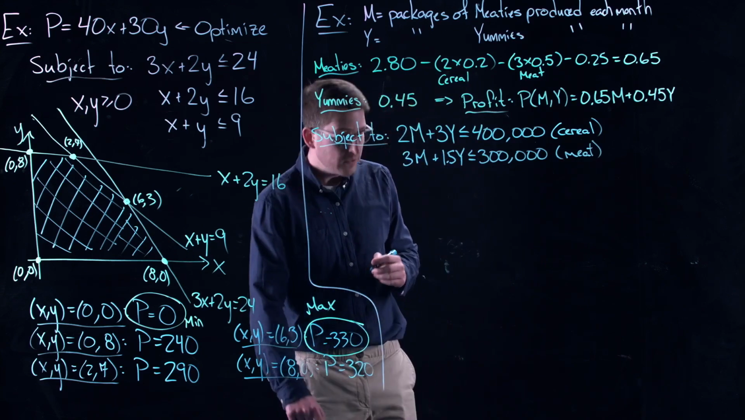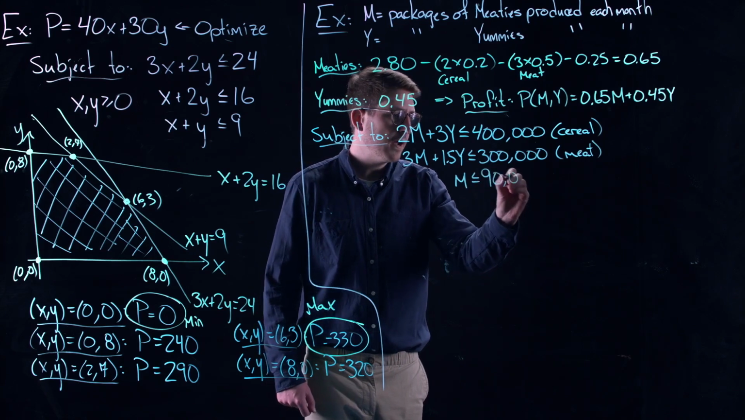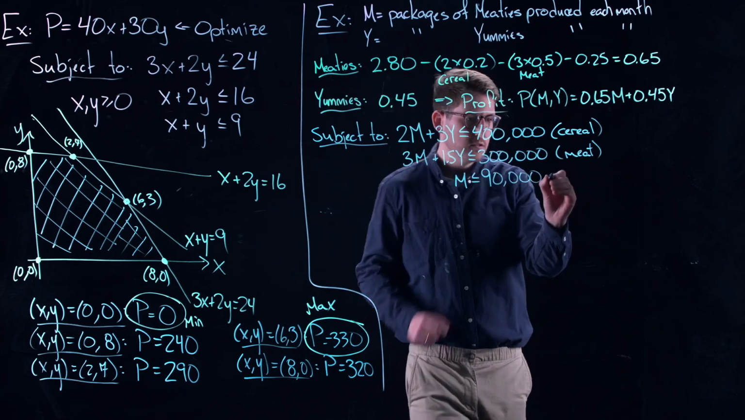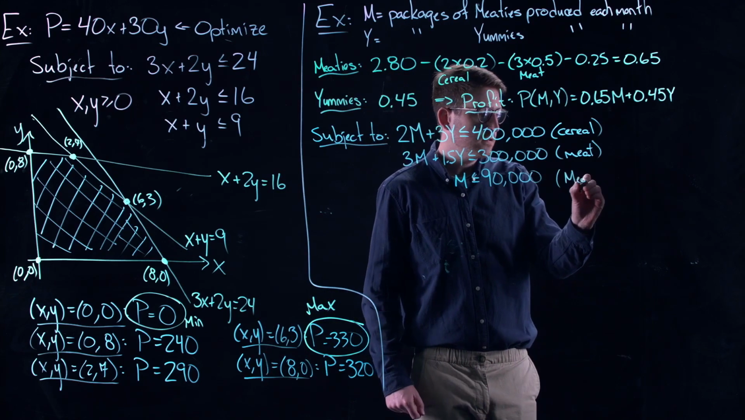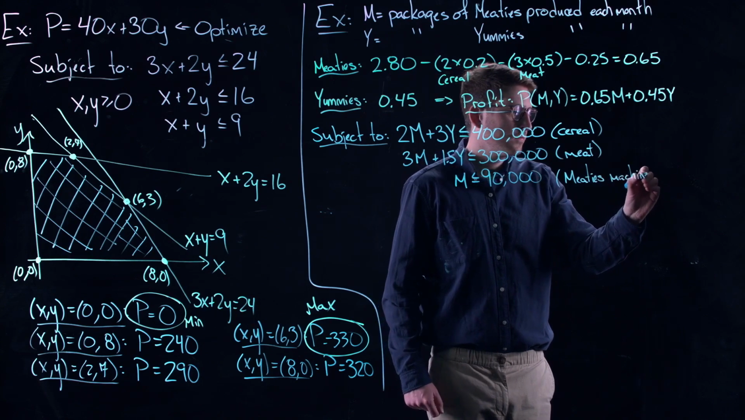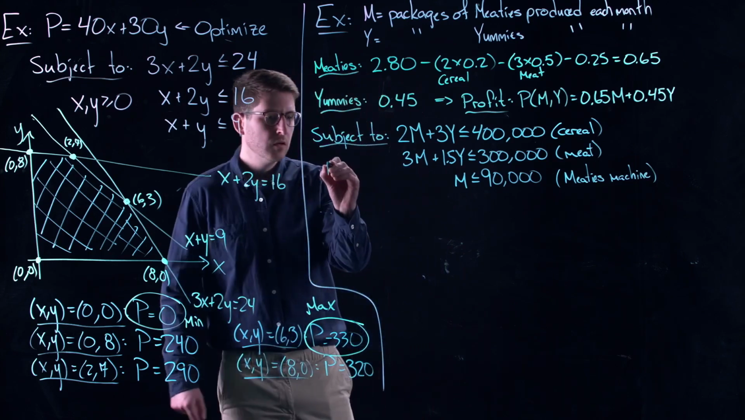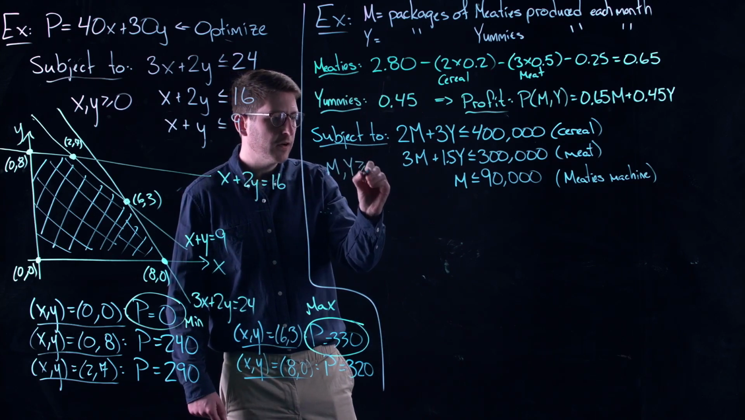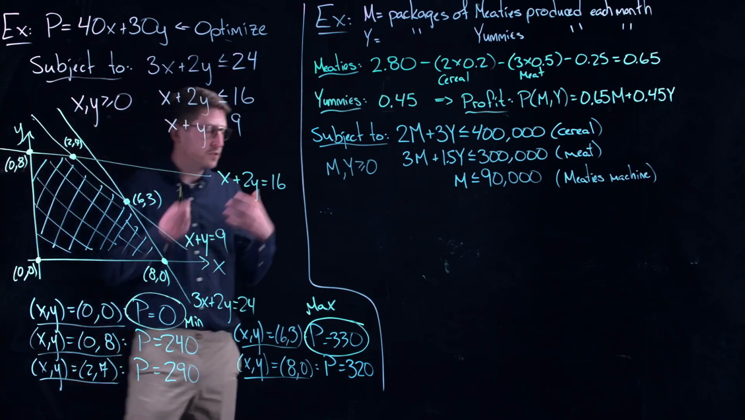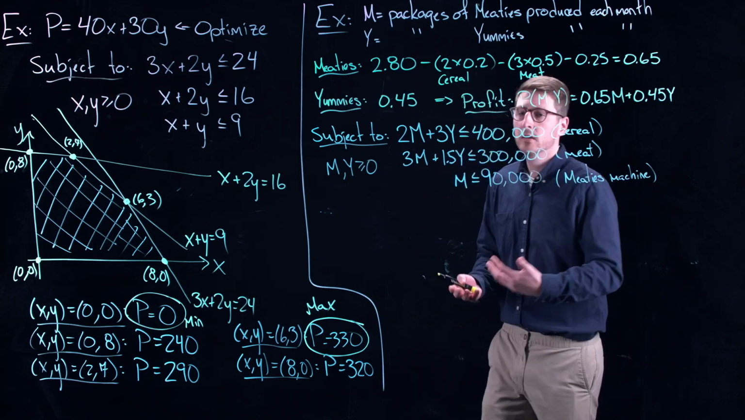Similarly, I have this weird constraint on my machinery that says I can only have 90,000 packages of Meaties produced. So this is the Meaties machine constraint. And of course, M and Y have to be greater than or equal to 0, or else this wouldn't make sense. Imagine giving me an answer saying you should produce negative 20 bags of Yummies a month. That doesn't make any sense.